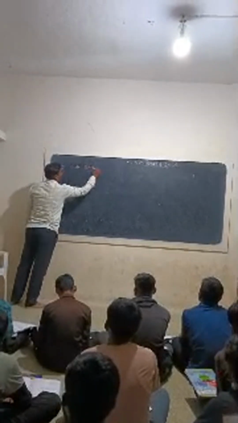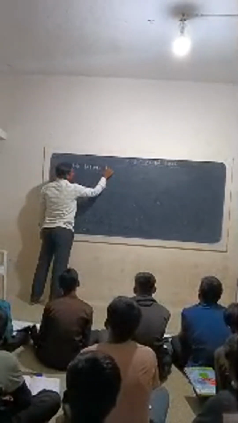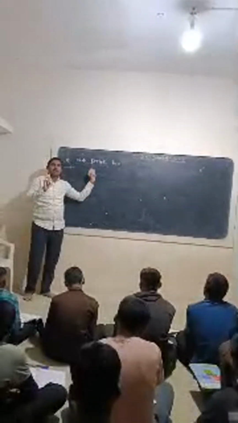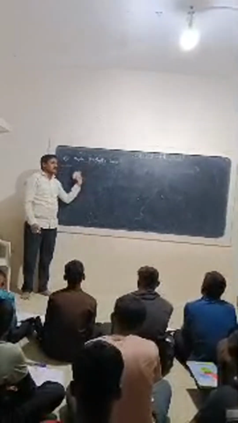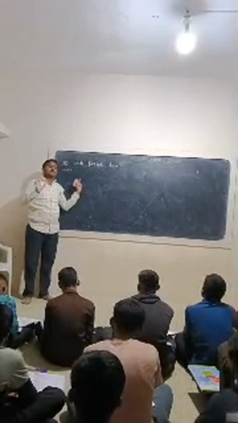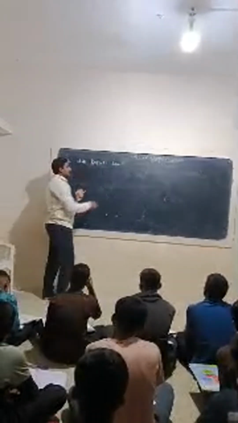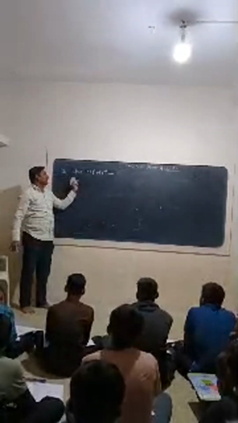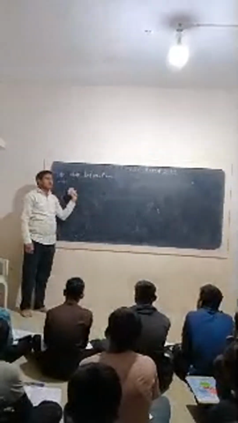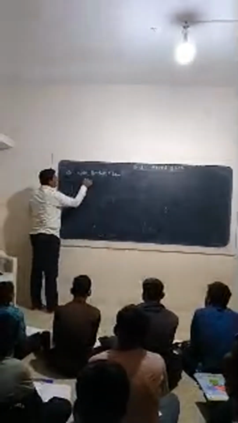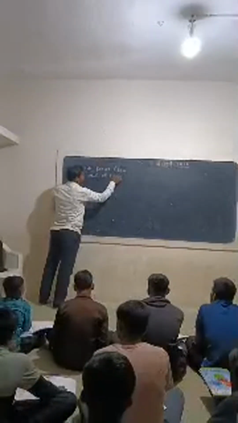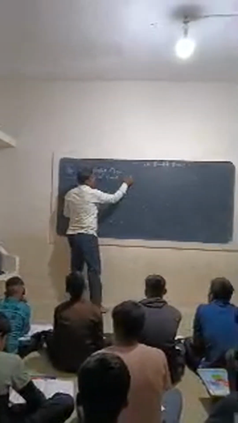State Kepler's law. This question carries 1 mark. In this question, write the statement only. What is Kepler's first law? State Kepler's first law. The statement is: the orbit of a planet is an ellipse.